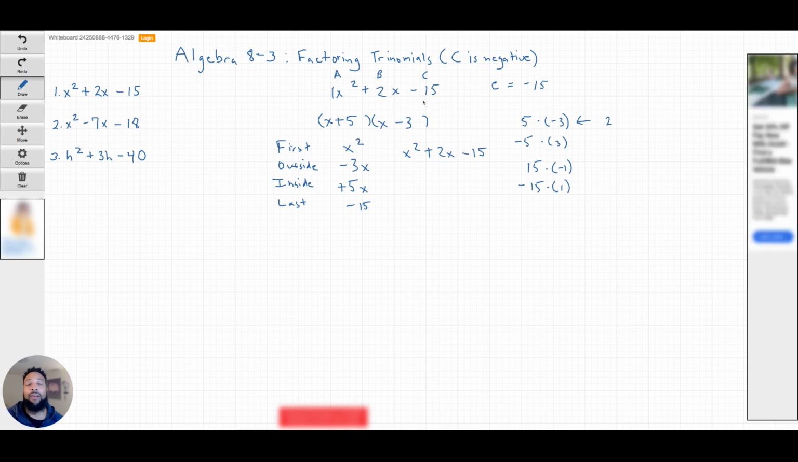So whenever you're looking at a trinomial where the C part is negative, more than likely you're going to have one number that's bigger than the other, which is going to be positive. The other number is going to be negative, where when you multiply them, you'll get a negative number, but when you add them, you'll get a positive number.